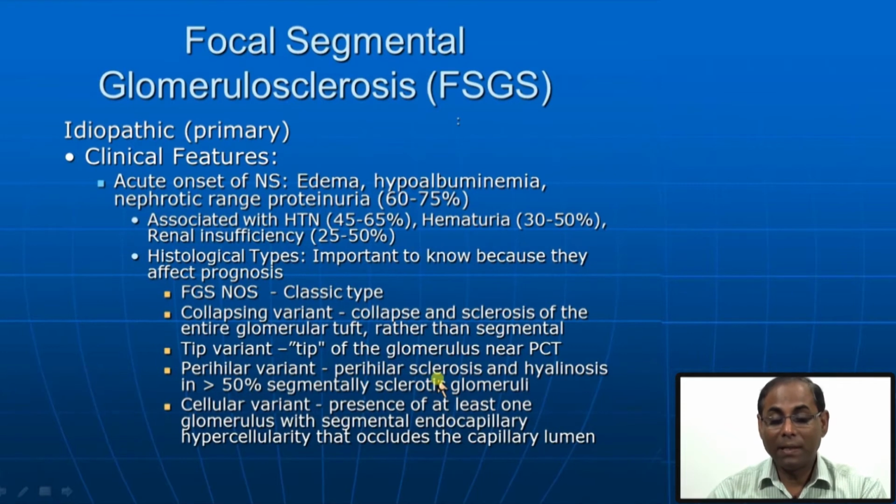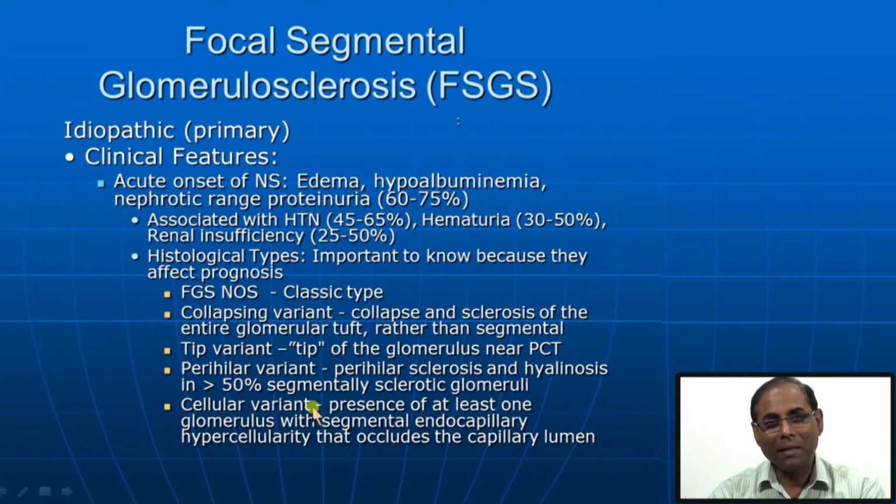The term perihilar is explanatory. In these conditions, the sclerotic segments are at the site of the hilum of the glomerulus, I mean where the afferent and efferent arterioles enter the glomerulus. And obviously, the next is another variant which we describe as the cellular variant.